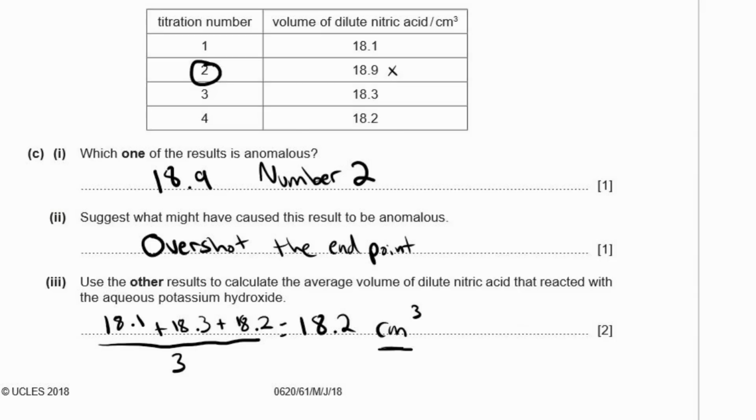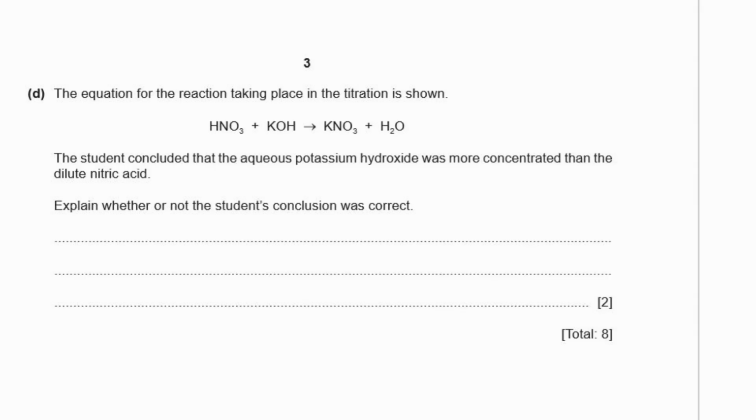Okay, good. D, the equation for the reaction taking place in the titration is shown. So we have HNO3 plus KOH produces KNO3 plus H2O. The student concluded that the aqueous potassium hydroxide, KOH, was more concentrated than the dilute nitric acid, HNO3. Explain whether or not the student's conclusion was correct. First of all, we have to look at the volumes that were used. That's the most important thing. For this, we had an average of 18.2 centimeters cubed nitric acid used.